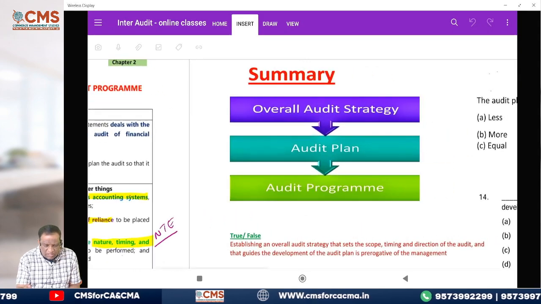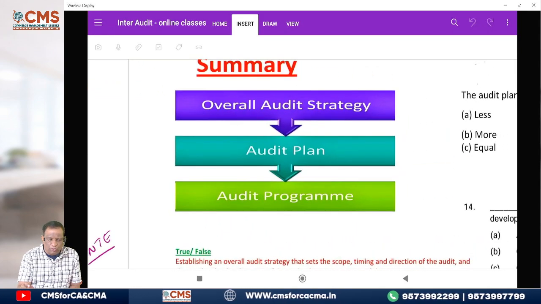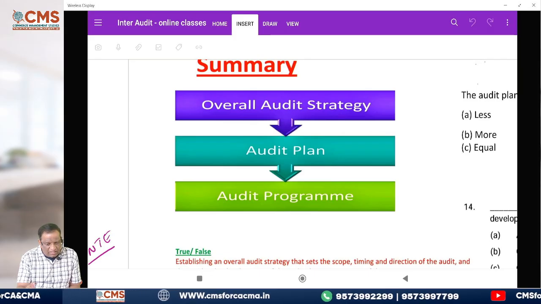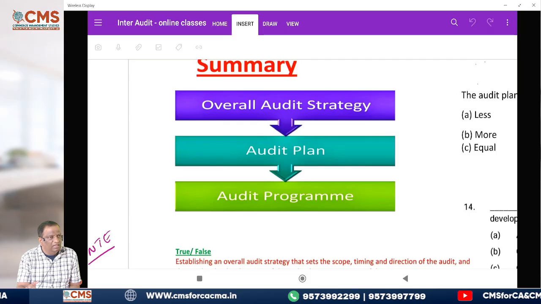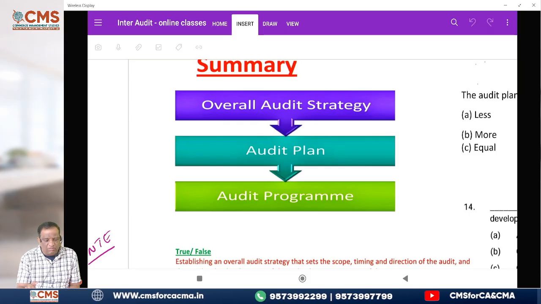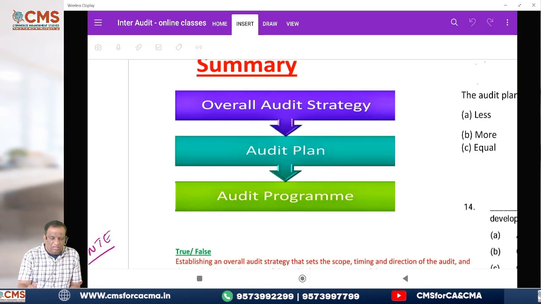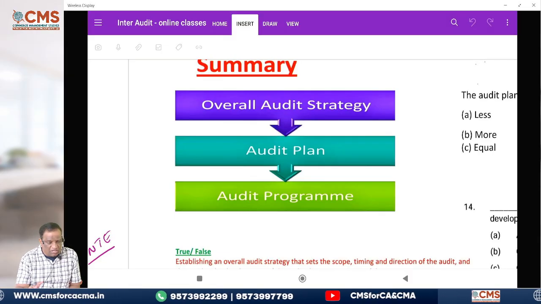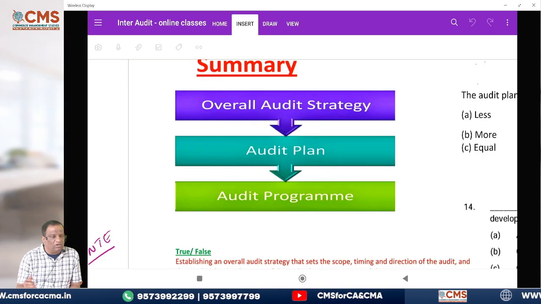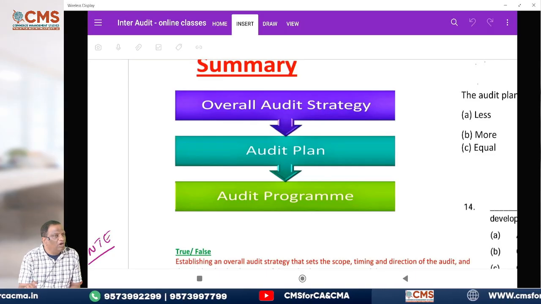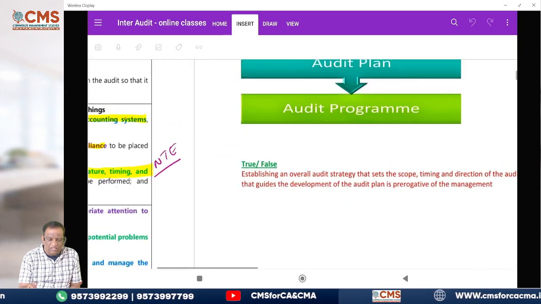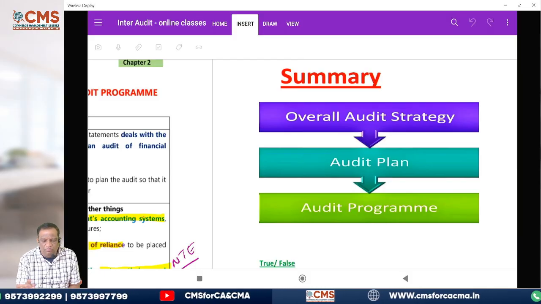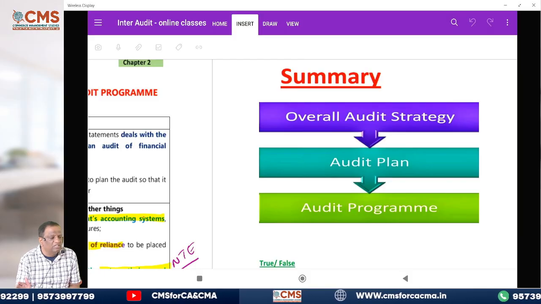Here there are 3 words: audit strategy, audit plan and audit program. In this, first you will prepare an audit strategy, and that audit strategy will result in an audit plan, which is more detailed, and based on that audit plan you will prepare the audit program. So out of these 3, first you will set your strategy. That strategy will result in the audit plan, which is more detailed, and based on that you prepare the audit program, which is far more in detail. This is the relation of it. Now the simple question he is asking is, whose responsibility is it to prepare all this? Is it the management or the auditor?